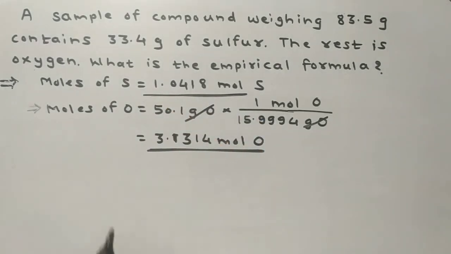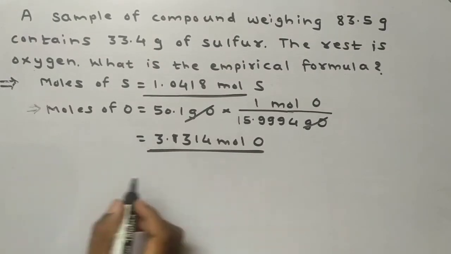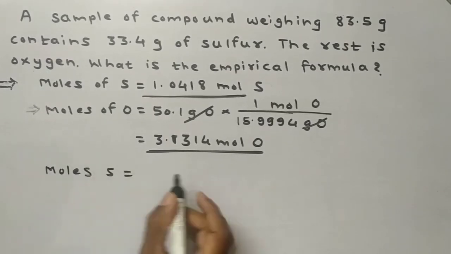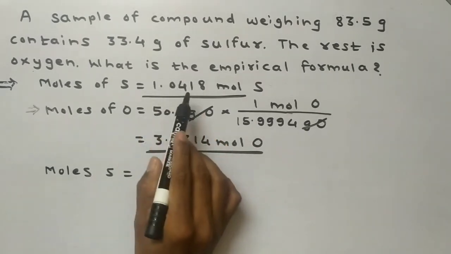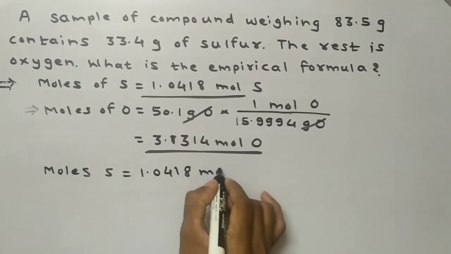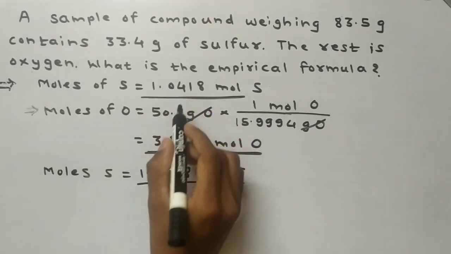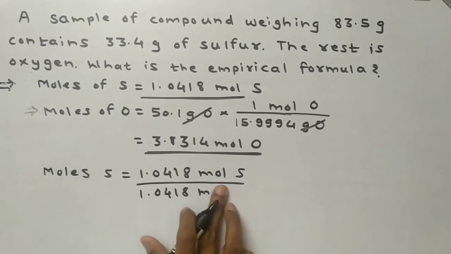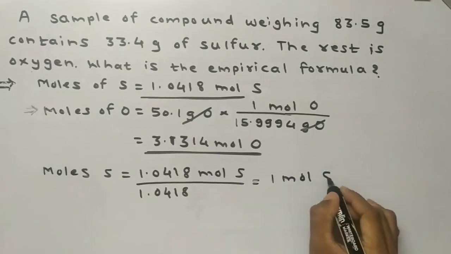Now we'll determine the ratio of moles of sulfur and moles of oxygen using the mole ratios. Let's start with moles of sulfur. We'll divide each number of moles by the least number of moles. If you compare the moles of sulfur and moles of oxygen, the least number will be 1.0418. So we'll divide by 1.0418, and we'll just divide by the number, not the unit. So we'll get 1 mole of sulfur.